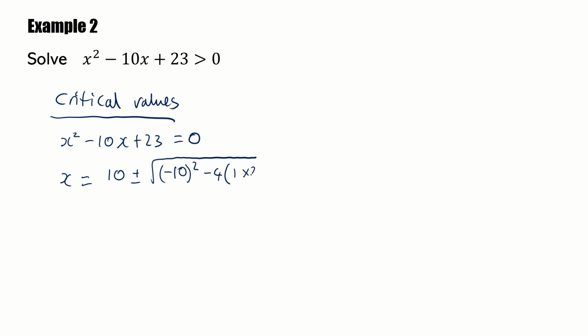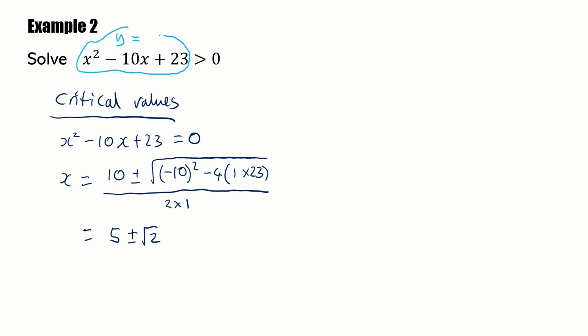And we've got that. And then on the bottom, that'll be 2 times 1. And then I type that into my calculator. If you type that into your calculator, apparently we get 5 plus or minus root 2. Okay, now we're going to draw the graphs. So I'm going to draw y equals the quadratic, and I'm going to draw y equals 0, as that's what's on the right-hand side. So first of all, starting with the quadratic, again, we know its x-intercepts because the critical value calculation happened to find that out at the same time conveniently.